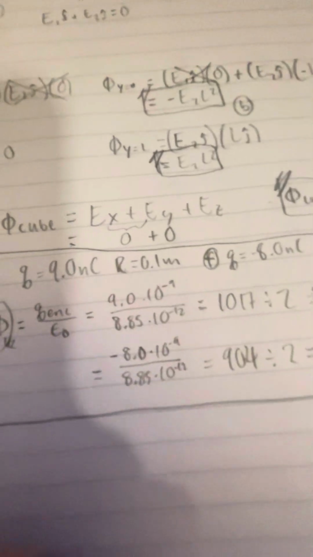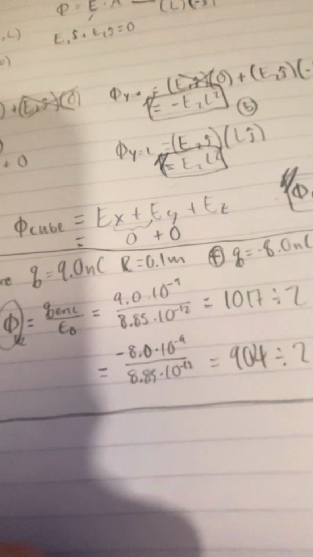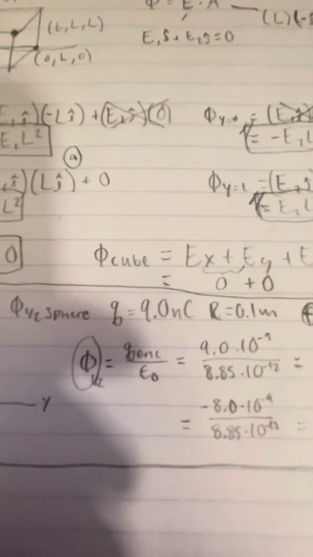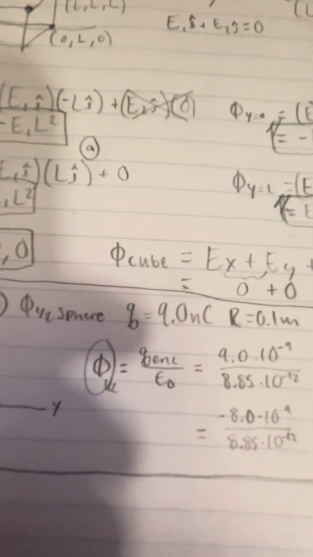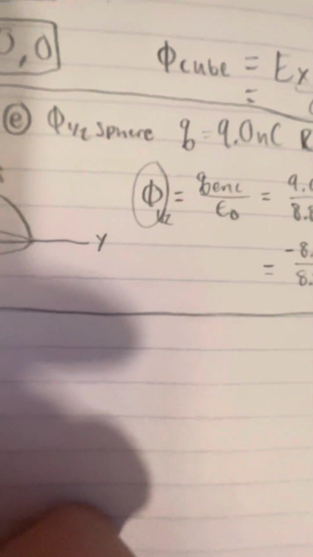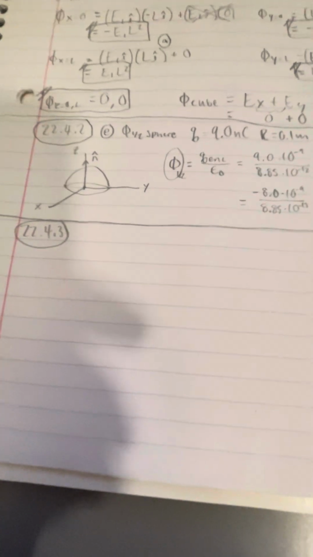Okay, next problem. So for parts H and I, we were given the information: an imaginary cubical surface with side length 5 centimeters or 0.05 meters has a point charge of 6 nanocoulombs at its center, and it wants us to calculate, for part H, the electric flux through the entire closed cubical surface. Okay, so part H.